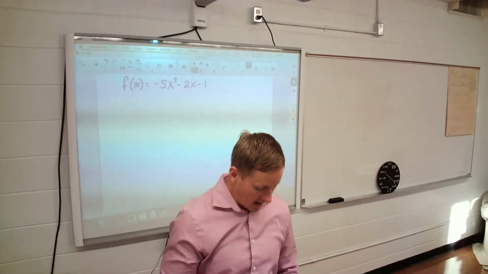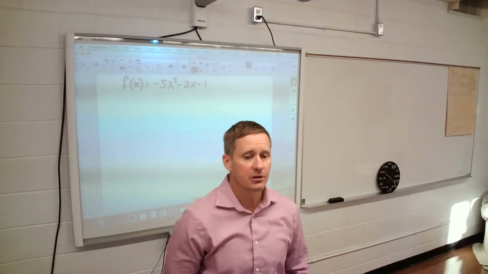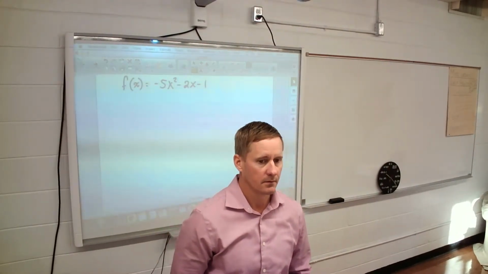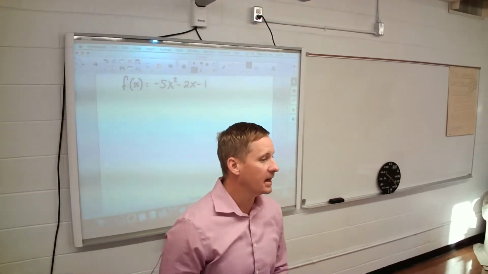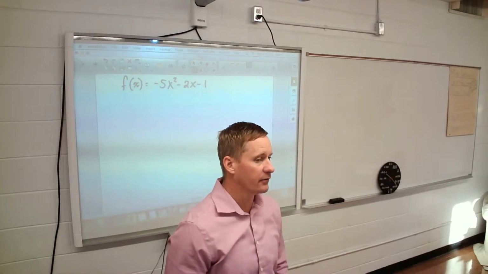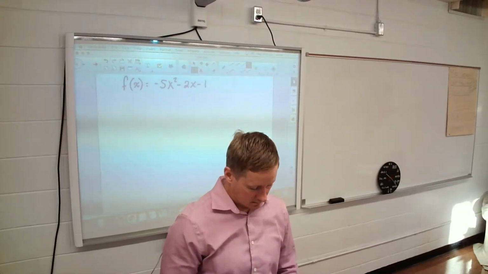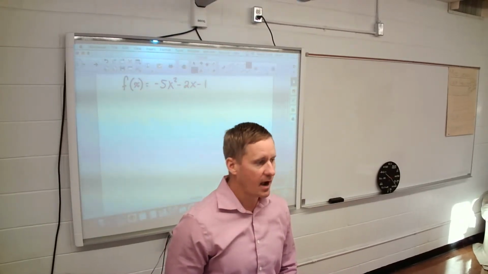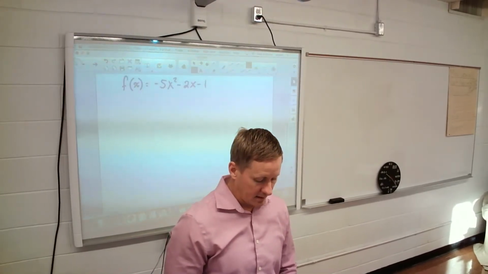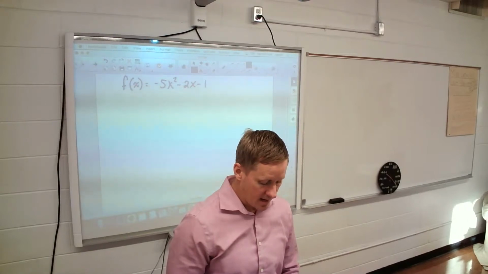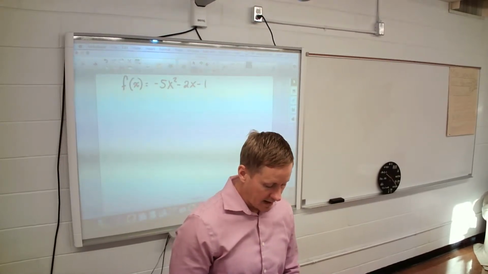All right. End behavior for this graph, 3 to 4. Okay, it's an a value that's negative. It's an even degree, so therefore it's 3 to 4. Domain for this graph, x an element of all reals, and the range for this graph.